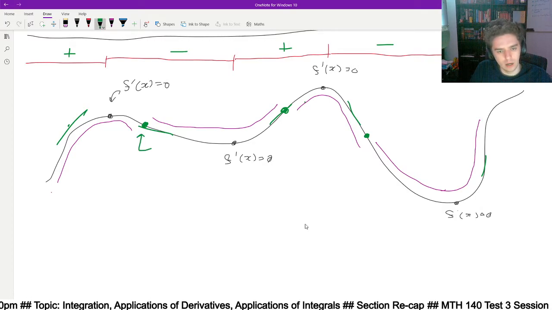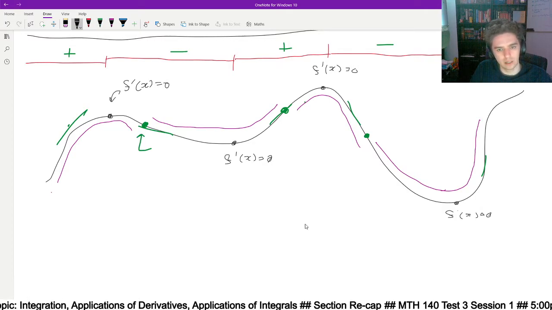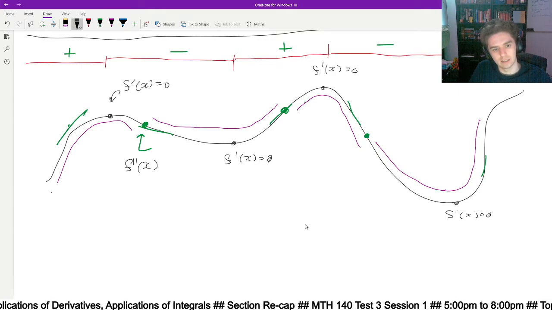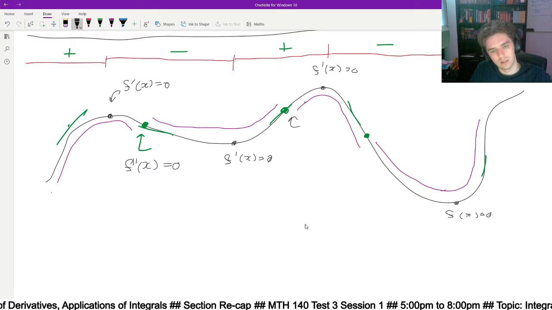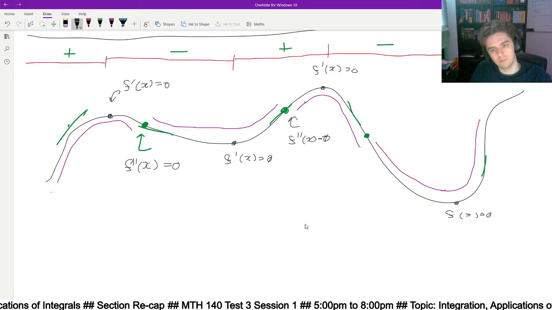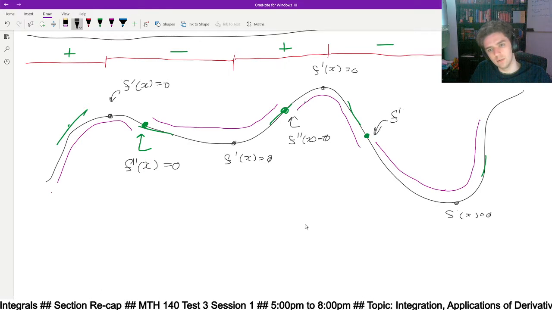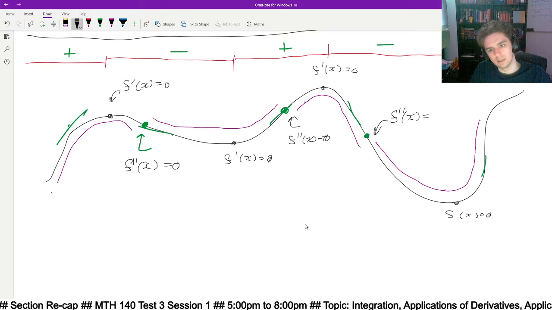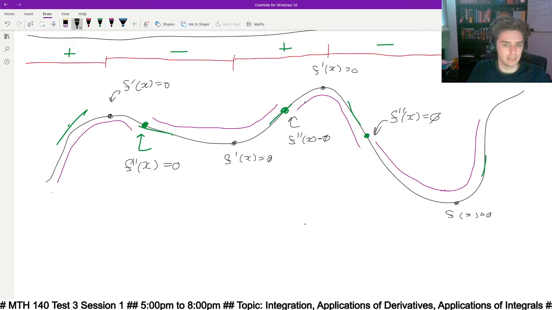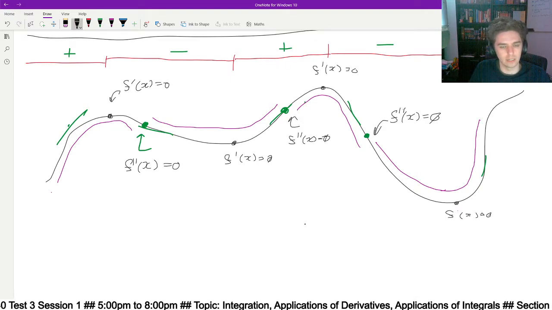These points are similar to where f prime of x equals 0 are critical points. Inflection points are where f double prime of x equals 0. So f double prime of x equals 0. You can solve for them like that: just get f double prime of x and find where it equals 0.